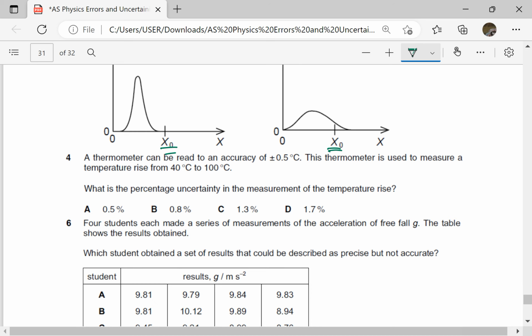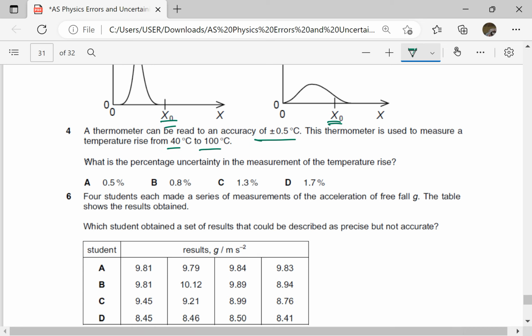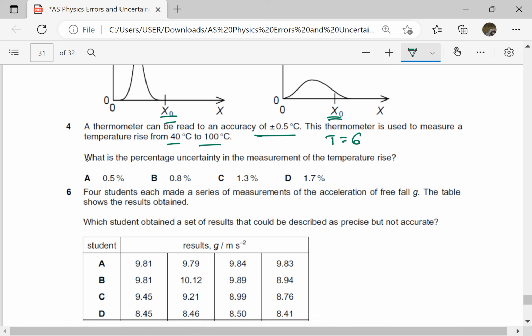A thermometer can be read up to accuracy 0.5. The thermometer is used to measure the temperature rise from 40 to 100. What is the percentage uncertainty in the measurement of the temperature? So, first of all, the temperature rise there is 60 degrees Celsius. Then the uncertainty in 40 is 0.5. The uncertainty in 100 is 0.5. So total uncertainty is going to be 0.5 plus 0.5, which is 1.0 degrees Celsius.